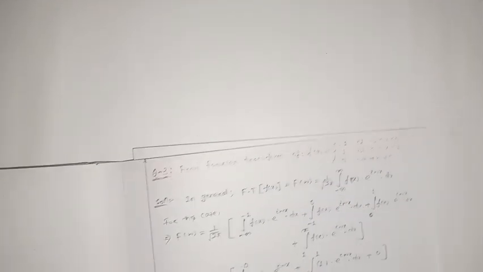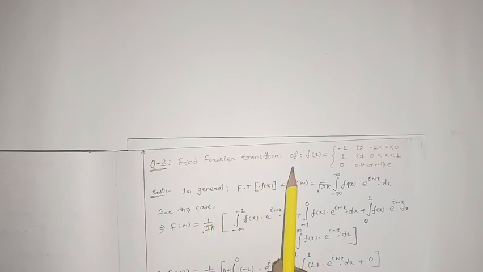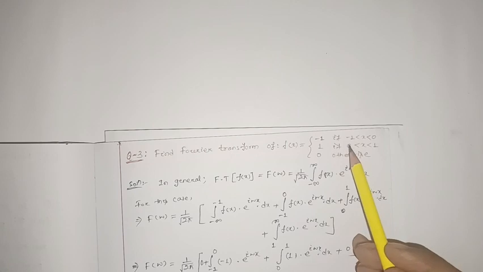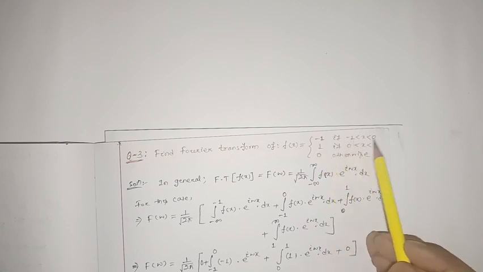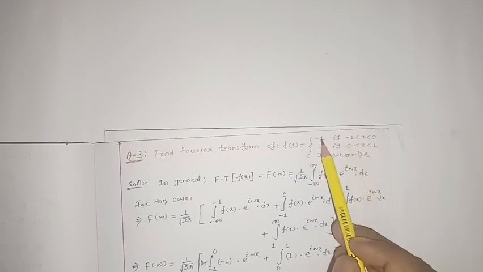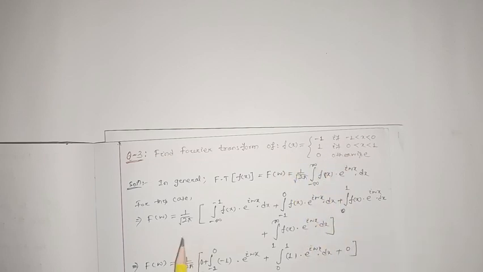Now we are going to go for question number 3. We have to find out Fourier transform of the function f(x) which value is minus 1 in between minus 1 to 0, 1 in between 0 to 1, 0 otherwise. So in these two ranges we have the data of this function, otherwise this function's value is 0.